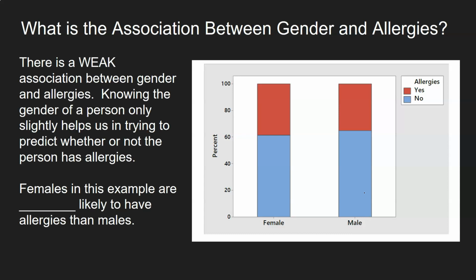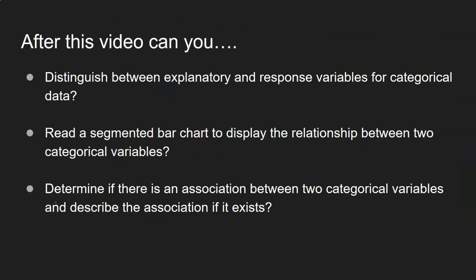We can say that there is a weak association between gender and allergies. We can still say there's association, it's just weak. Knowing the gender of a person only slightly helps us in trying to predict whether or not the person has allergies. Females in this example are, which is it, more or less likely to have allergies than males? Well, the people who have allergies are the red. The women's section is a little bigger. So in this case, we would say that females are more likely to have allergies than males. It's a weak association. It's only slight, but it does exist.